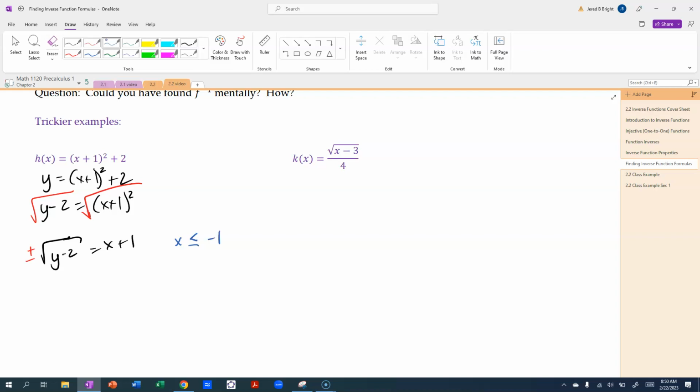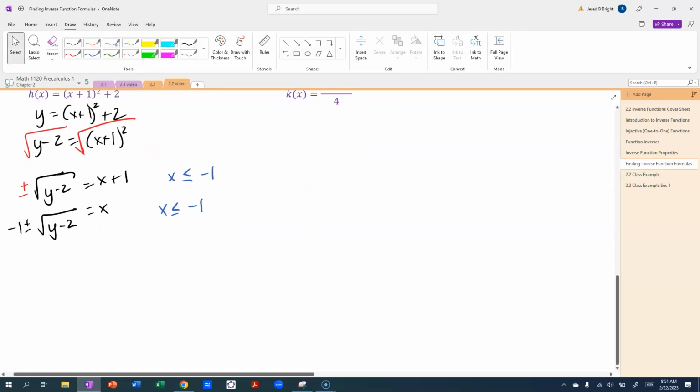Why is it that? Let me go one more step and show you. X, I move 1 over, -1 plus or minus square root of y minus 2. Introducing this extra condition will force it to be one-to-one, because the value I get out has to be less than or equal to -1. So this value has to be 0, because I already have a -1, right? So -1 plus or minus 0 would give me that -1.